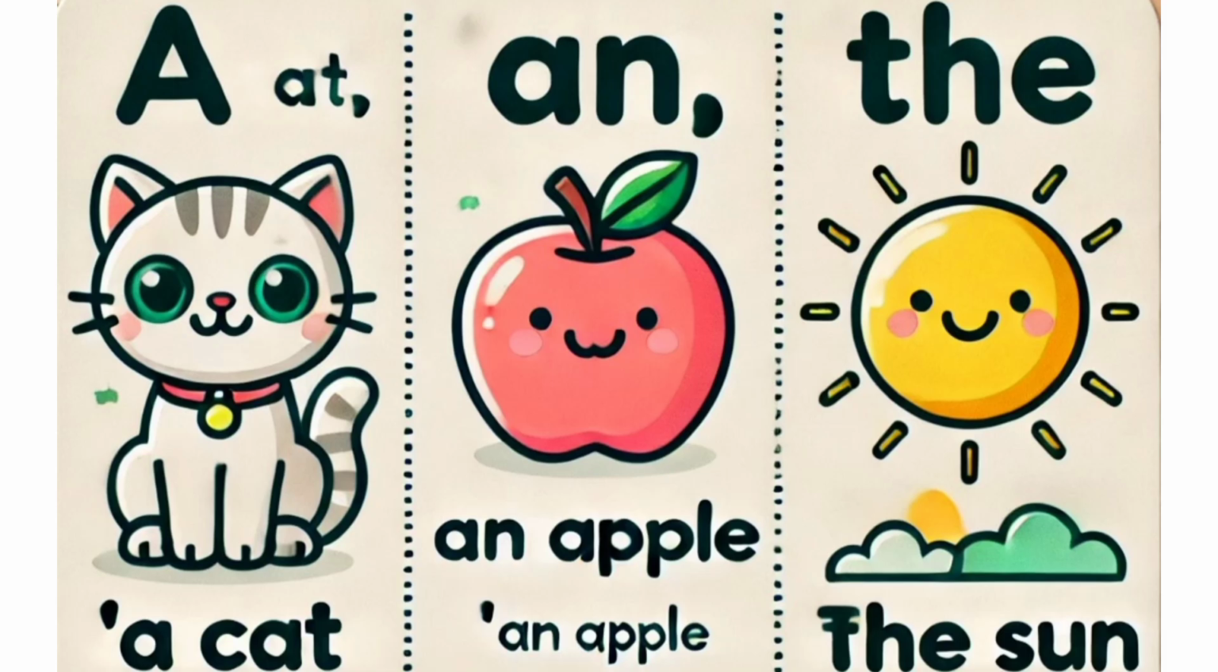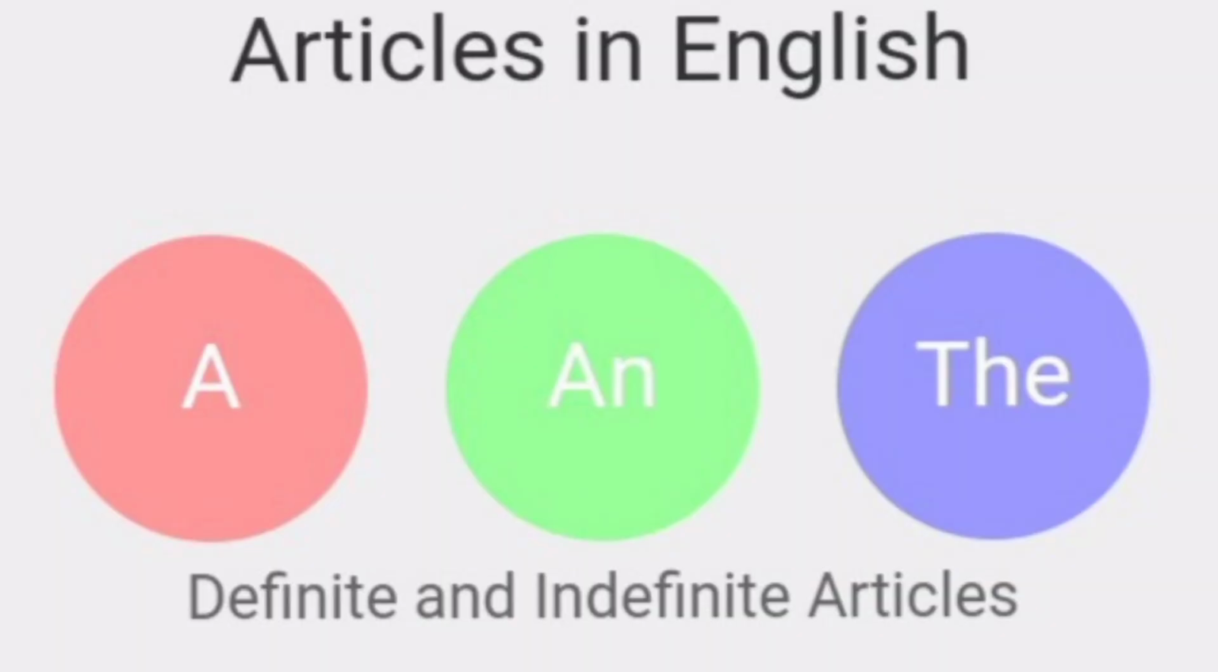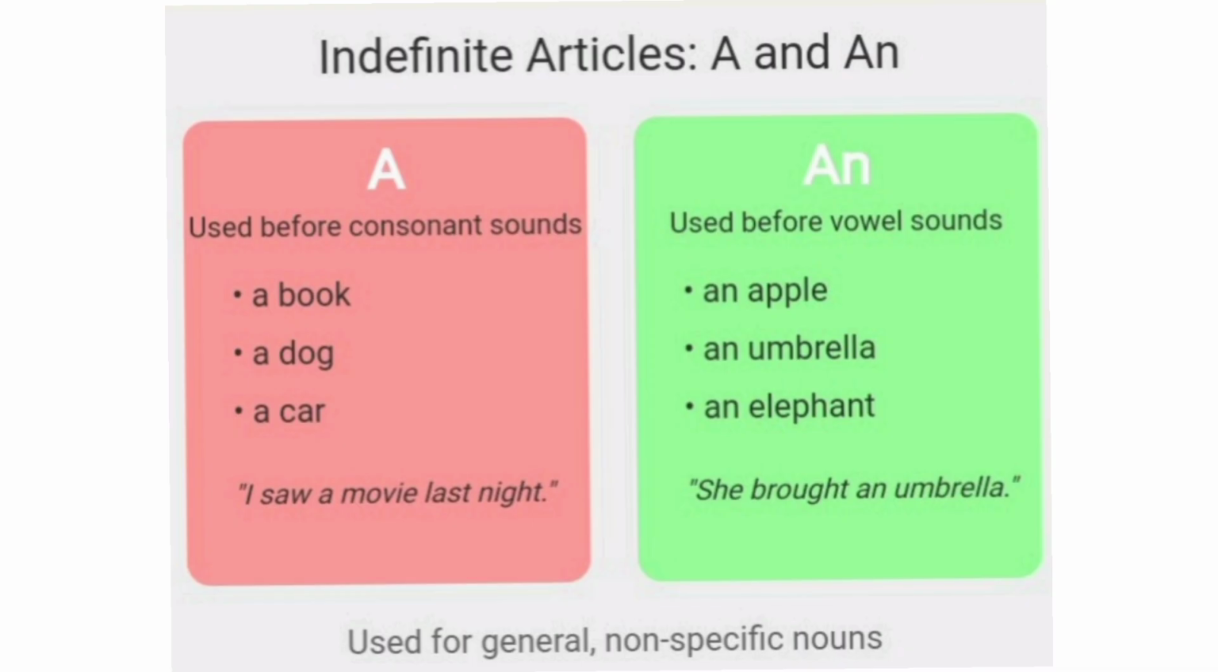Today I'm excited to dive into articles with you. So let's dive into their uses, types and some examples. What is an article? An article is a word used to refer to a person or thing. There are two types of articles, indefinite articles and definite articles. What about indefinite articles? These include a and an.